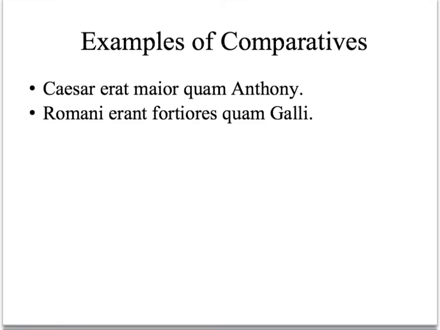Here are some examples of comparatives that you might see on the National Latin Exam. Caesar erat maior quam Anthony. We know that there is a comparative here because we recognize the ior. Caesar was greater than Anthony. In the second example, we see the ior again inside the word fortiores. The Romans were braver than the Gauls. So you'll recognize comparatives because they have the ior or the ius running around somewhere.